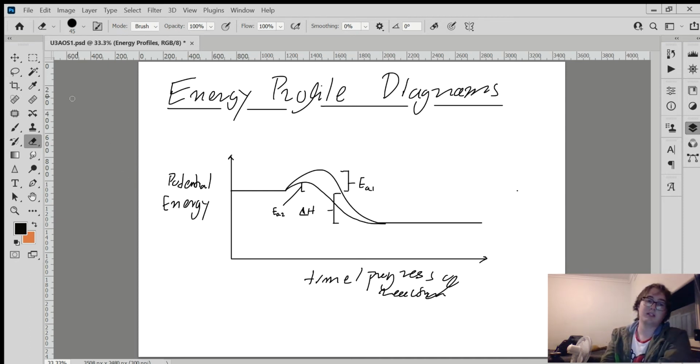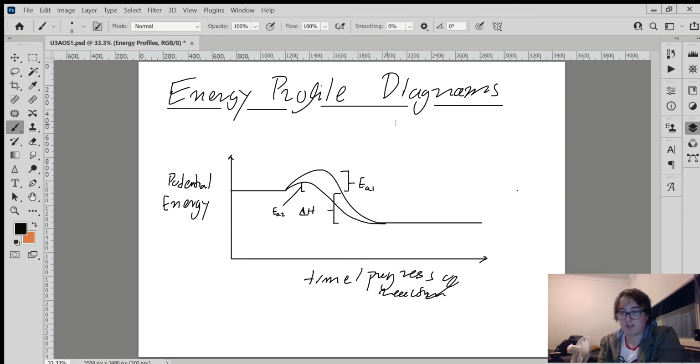Now, another very important thing to know is how a catalyst looks on an energy profile diagram. We can see that the respective peaks for E of A1, which is to say activation energy 1, or uncatalyzed, is higher than E of A2, which is activation energy with a catalyst. Because of this, E of A2 has a faster reaction rate. It completes the reaction faster, though it comes to the same final energy level. Its activation energy is smaller, and it takes less time to complete.